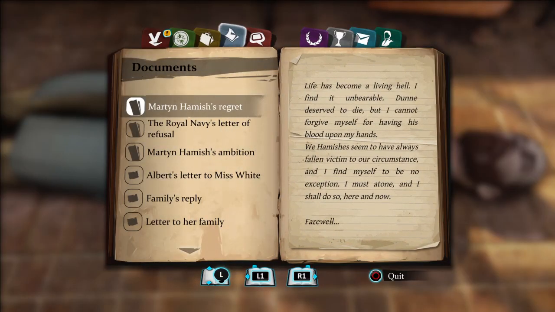Martin Hamish's regret. Life has become a living hell. I find it unbearable. Dunn deserved to die, but I cannot forgive myself for having his blood upon my hands. We Hamishes seem to have always fallen victim to our circumstance, and I find myself to be no exception. I must atone, and I shall do so here and now. Farewell.